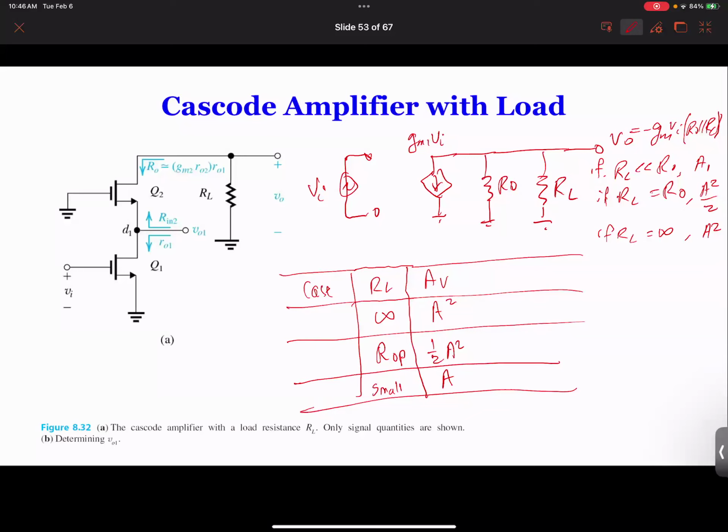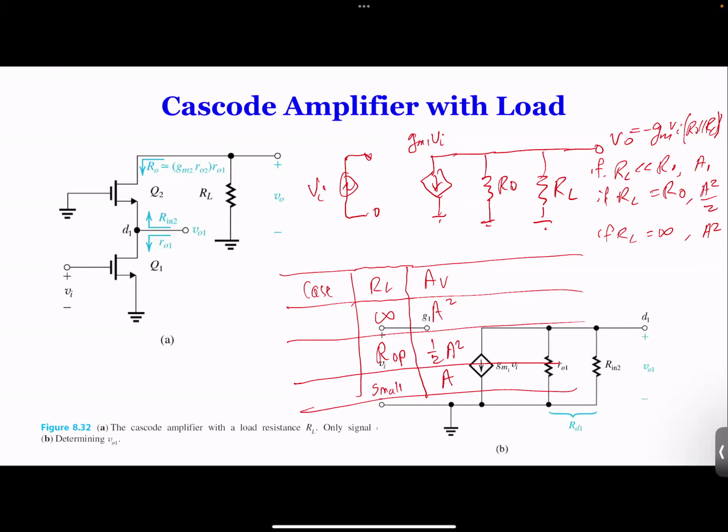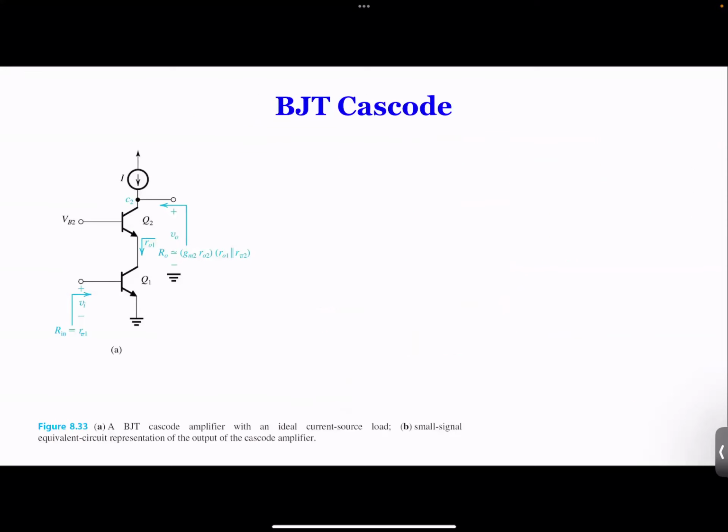So you can review the book and then you get different results for this case. Now in a cascode amplifier, not only do we have MOSFETs, we can also use BJTs to build it. So this is the equivalent circuit. For simplicity, we're not going to draw the very complicated equivalent circuit to solve the KCL equations and things like that. In this case, we'll simply draw the equivalent circuit based on the output and input impedance.